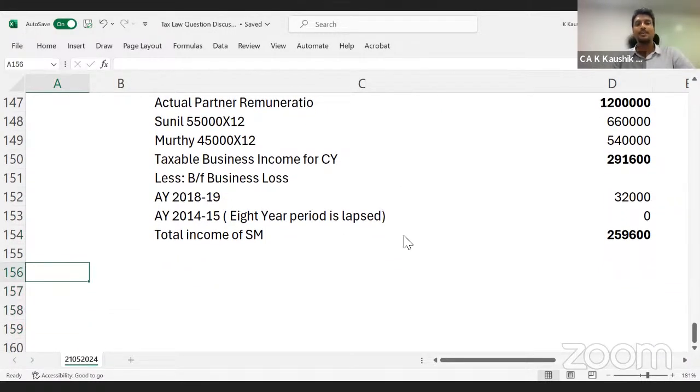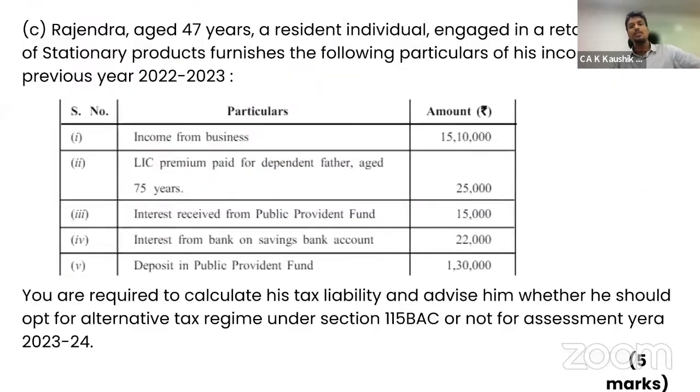Quickly, we'll move to part C of question number 3. Now, this talks about computation of deductions and overall assessment of an individual. Rajendra, aged 47 years, a resident individual engaged in a retail business of stationery products, furnishes the following particulars of his income for the previous year 22-23. He has income from business of 15,10,000. LIC premium paid for dependent father aged 75 years, 25,000.